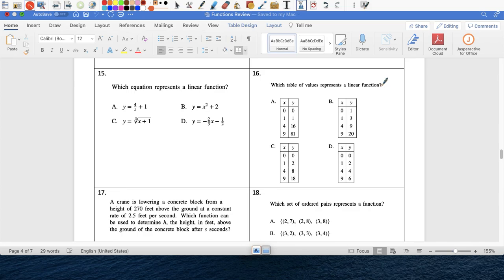16. Which one represents a linear function? Okay, so again, not just a function, but a linear function. So we're going to have to do a little work here. So let's go from 0 to 1, which is 1. From 0 to 1 is 1.